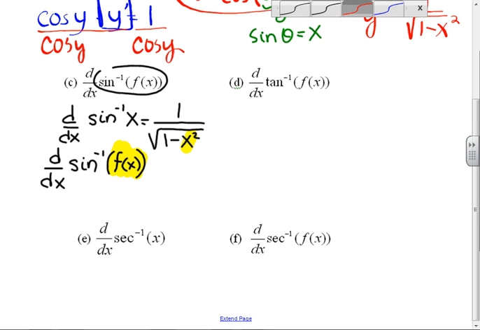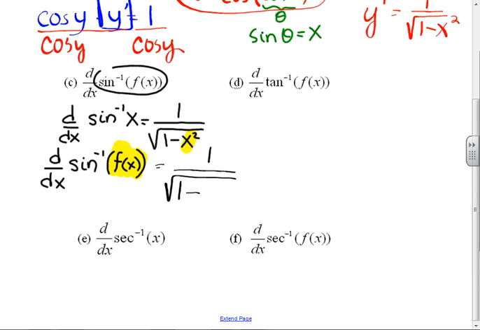So that's equal to 1 over the square root of 1 minus f of x squared. And then what do you have to do? Chain rule. Multiply by the derivative of the inside function, f prime of x. So first you do the derivative of the outside, which is inverse sine, but that's your input. Took the derivative of the composite function, inverse sine of f of x.